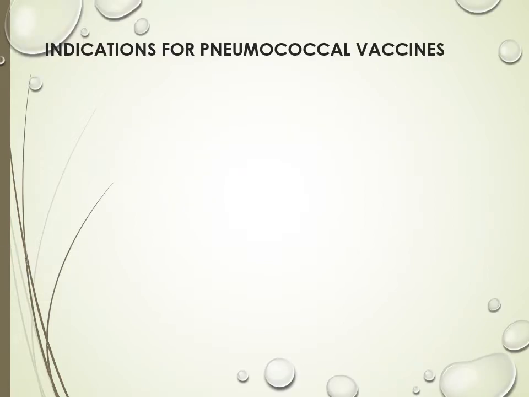So what are the indications for these pneumococcal vaccines? These vaccines can be given in children at the age of 2 months, 4, and 6 months, that means when we give the vaccination for DPT, we can give this pneumococcal vaccine in combination, and a booster is given at 12 to 15 months. Then it can be given to all persons aged more than or equal to 65 years.